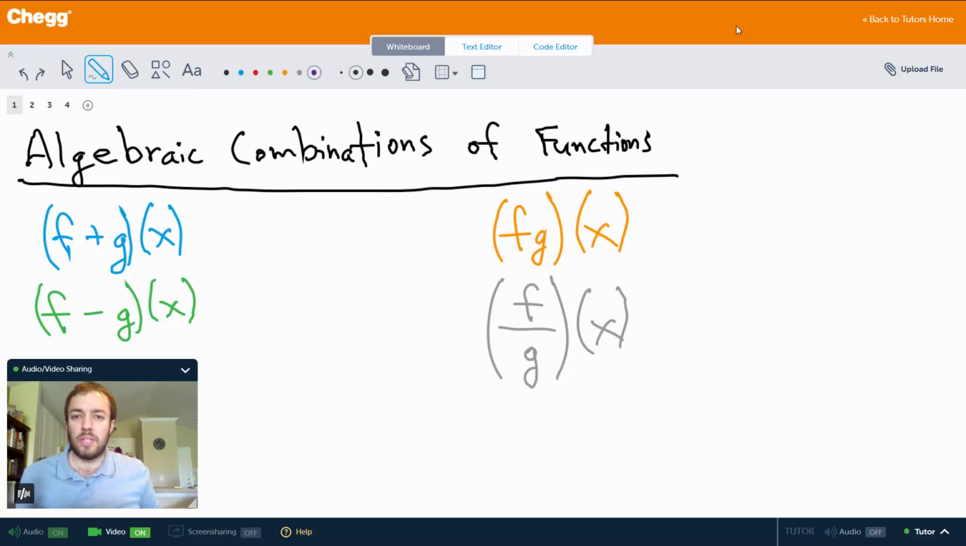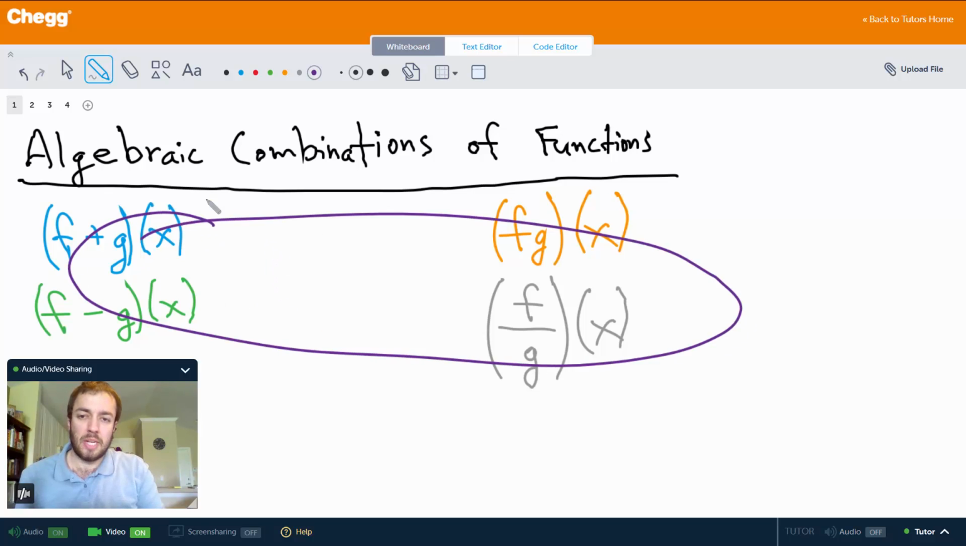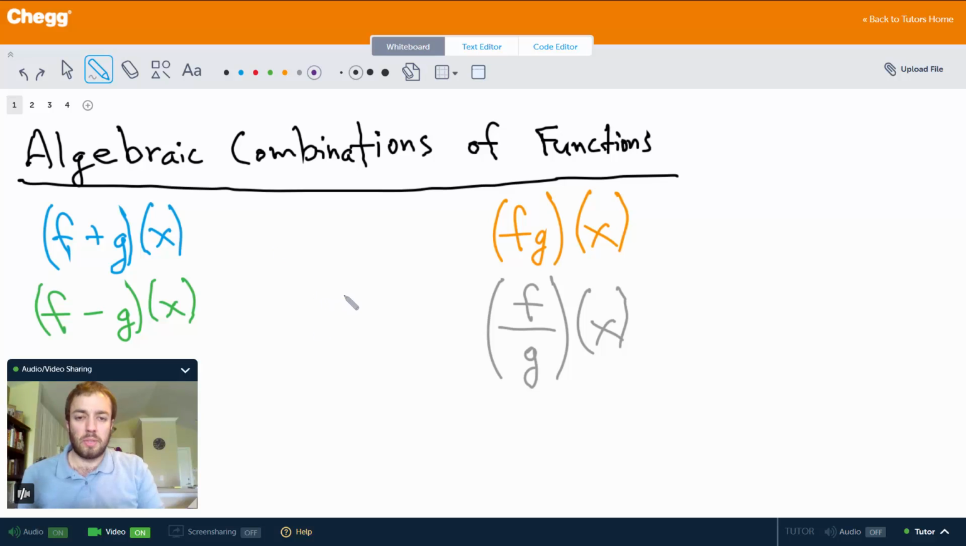In this video I want to talk about algebraic combinations of functions. Mostly we're going to talk about some notational issues and what the domains of these four types of combinations are, and then we'll do an example of something a little bit tricky, so we can point out some things we need to be aware of.